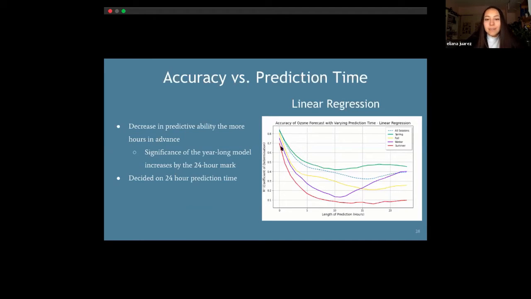There is an expected decrease in predictive capability the further in advance, but something notable about the year-long model is that it tended to rise by the 24-hour mark. This could indicate some kind of repeating cycle that happens every 24 hours that improves predictability in ozone. We decided on this because it was about the same predictability as at 10 hours, but more than twice the amount of time in advance. So we decided on 24 hours. Something else to note is that we tested splitting the models and testing them by season, and they tended to have quite different performances.